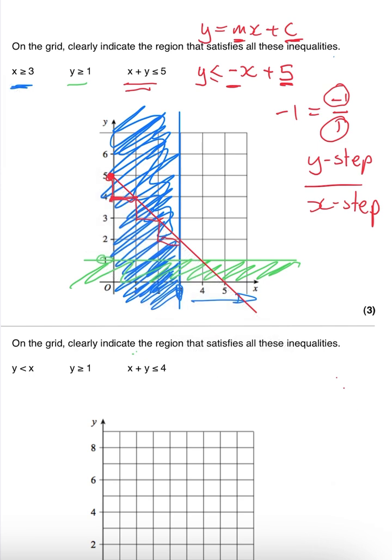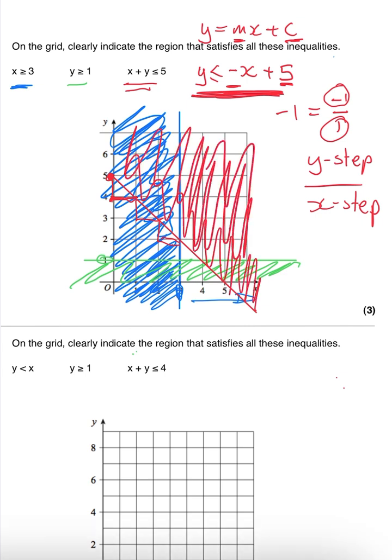Now we have to work out where we are going to be shading. So if y, using this manipulated formula, the rearranged version, y is less than or equal to our line, so our value has to be below it, we would shade above. And that is our final shaded version.